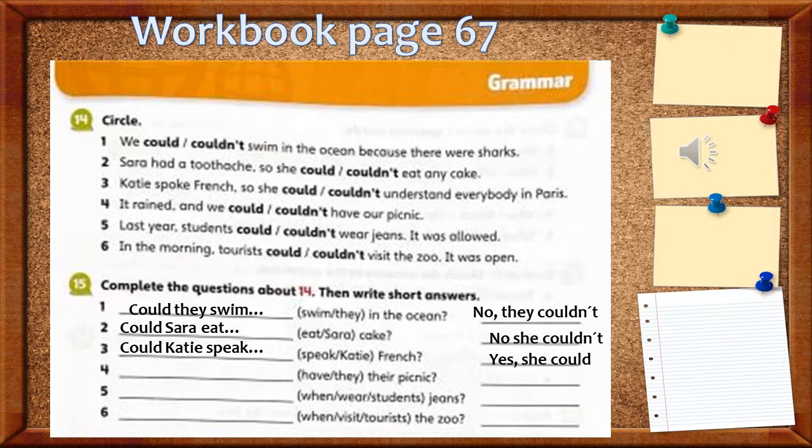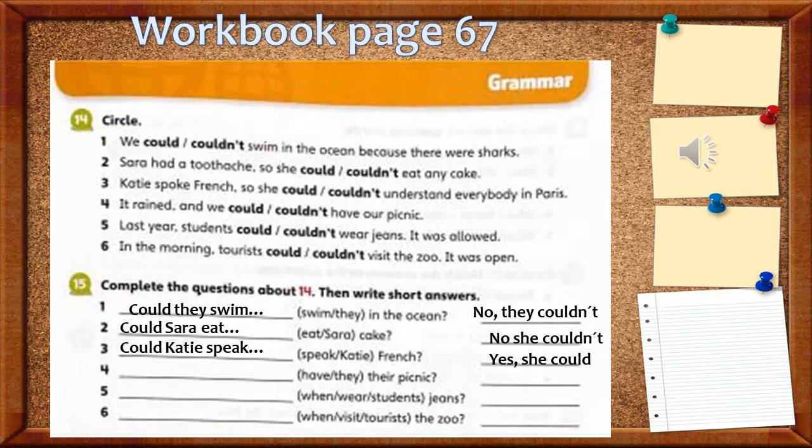Then we have the activity 15. Complete the questions about 14 and then write short answers. For example, the number 1. We have swim and they in the ocean. Well, first we are going to write could. Could they swim in the ocean? ¿Podían ellos nadar en el océano?